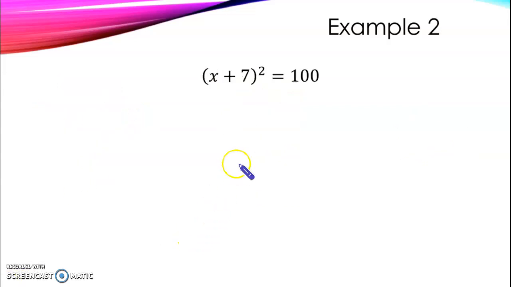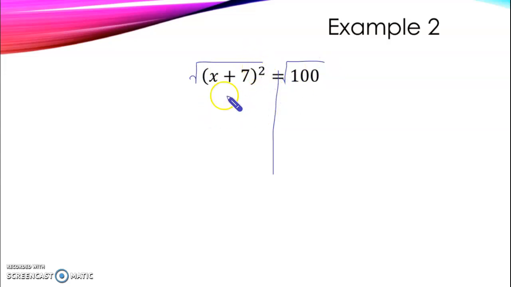Let's try another quadratic here. So I'm going to keep those same rules in mind. I'm going to do the same thing to both sides of an equal sign. And it looks like in this case, I'm going to have to get rid of this 7 and this square to isolate x. Now, since the square is on the outside, I want to get rid of that first. So to isolate that, I need to take the square root of both sides.